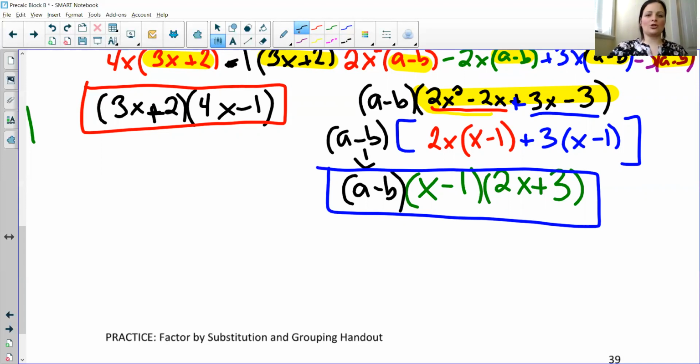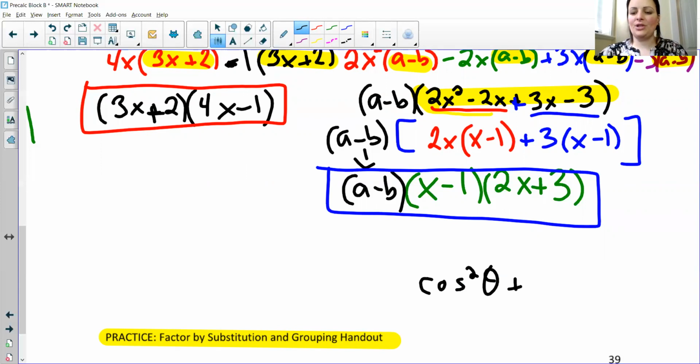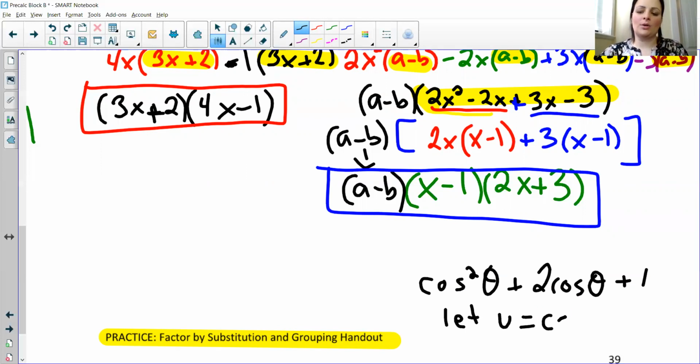Alrighty, so if you can try those questions in the last section, that would be great. There was also, I don't know if you guys remember, an extension sheet on the last trig worksheet with things that looked like, I can't remember the exact question, but it was like cos squared theta plus 2 cos theta plus 1 or something like that. You can solve that by substitution. So you would let u equal cos theta, and then you would solve it from there.